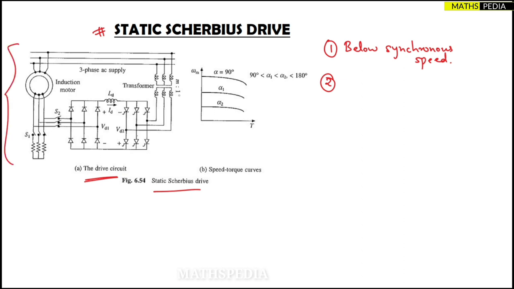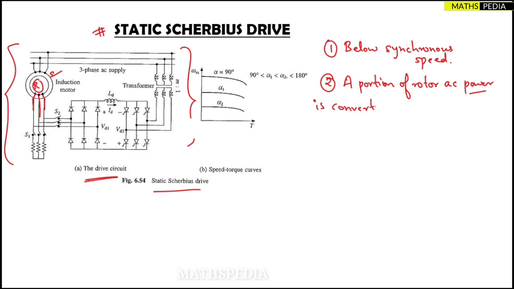Let us try to understand this diagram carefully. Here you can see two circles. The inner circle will be the rotor part, the outer circle will be the stator part. Now from this rotor part, you can see it is taken from the rotor side. What is taken? A portion of rotor AC power is taken. So the second point is a portion of rotor AC power.